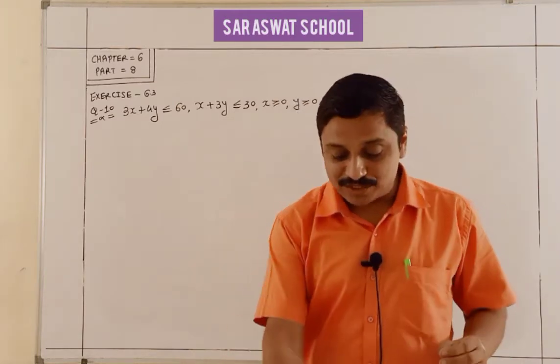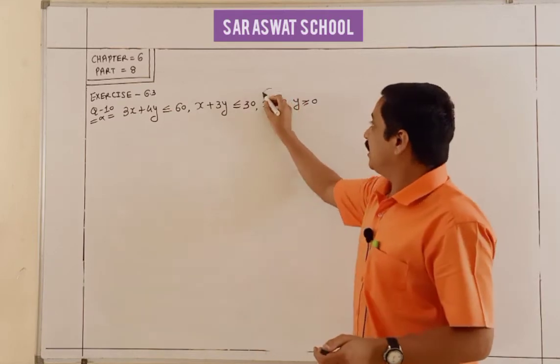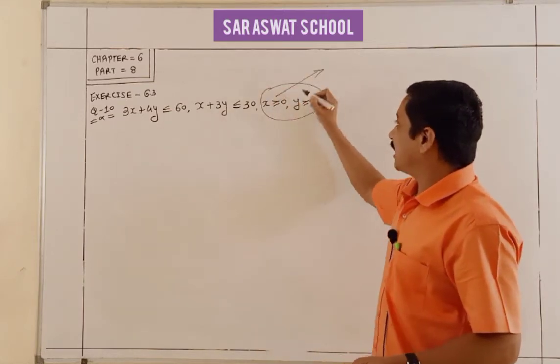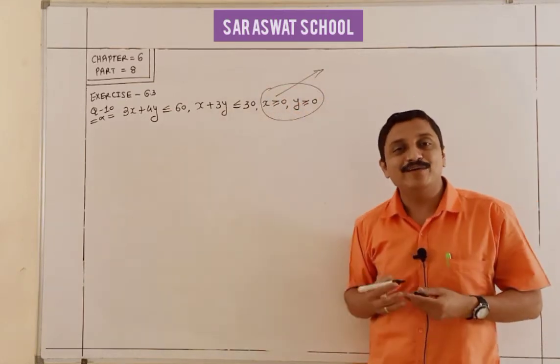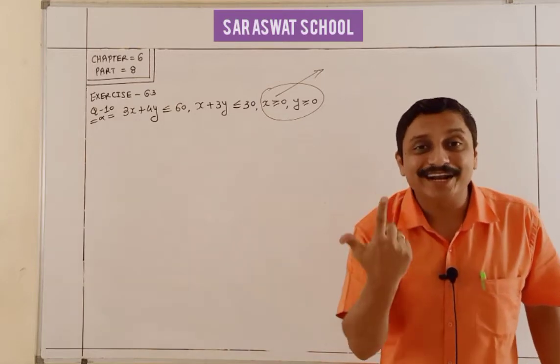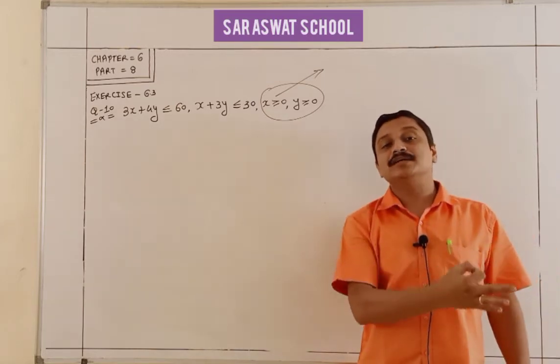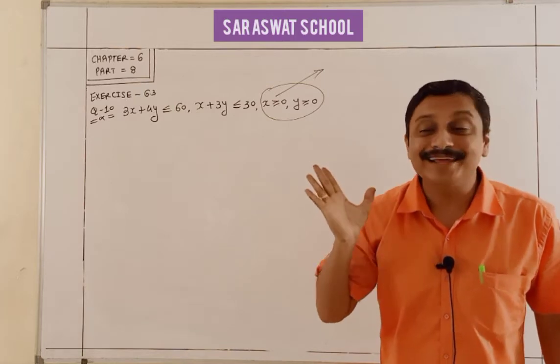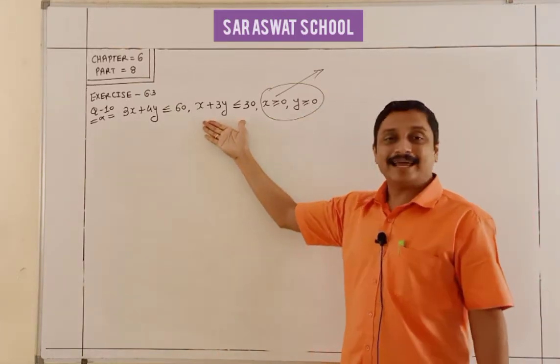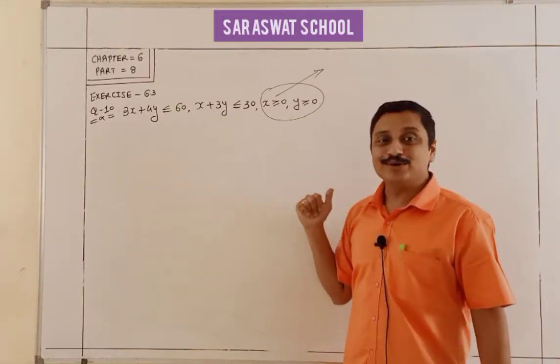First of all, students, look at what is indicated. Yes, x positive, y positive. Definitely it is the first quadrant. My solution is in the first quadrant only, and this line I am not taking. Lines L2, L3 and L4, one by one.